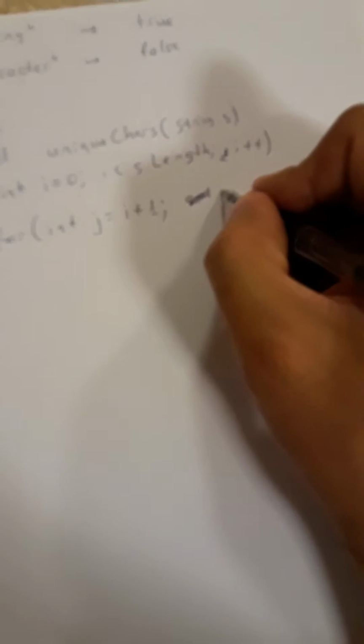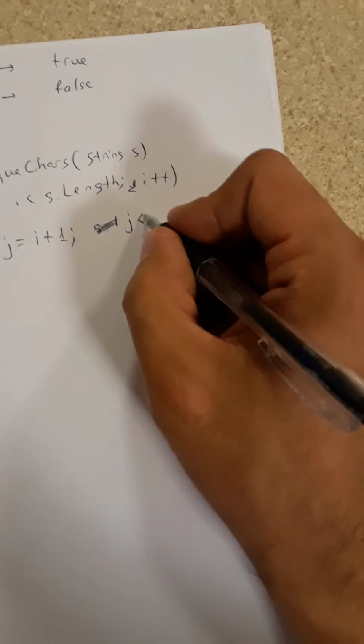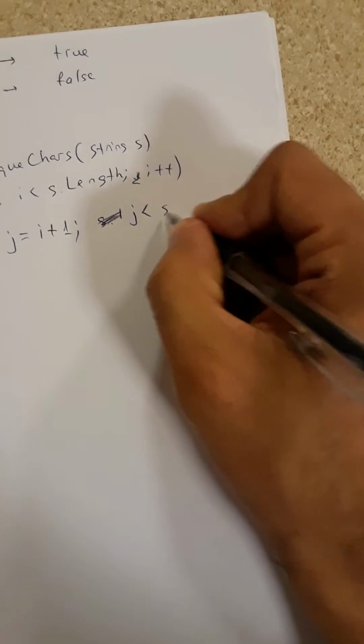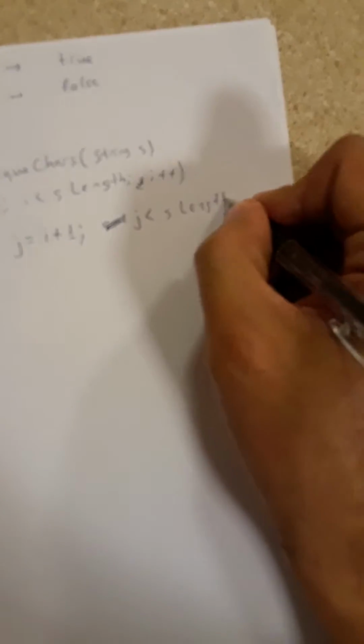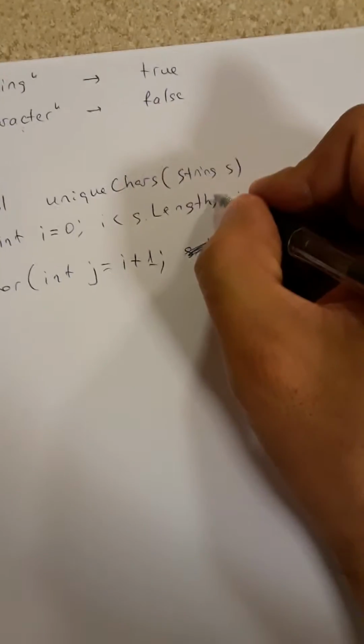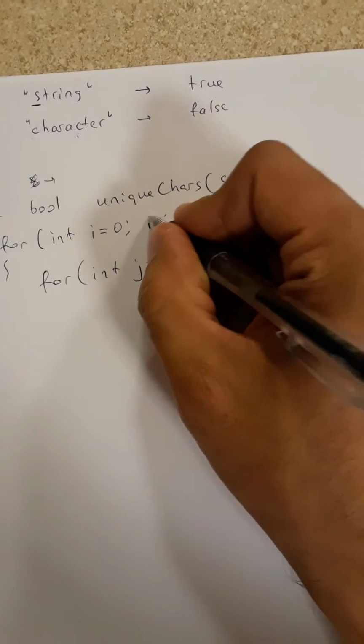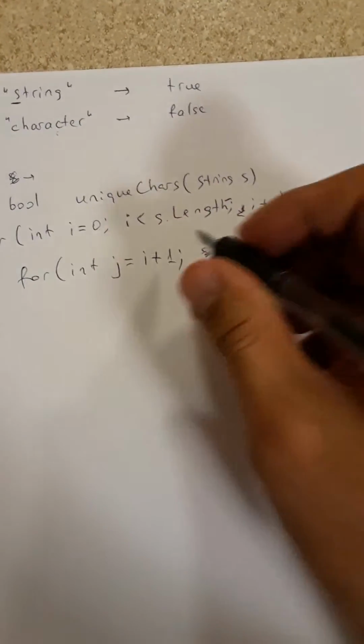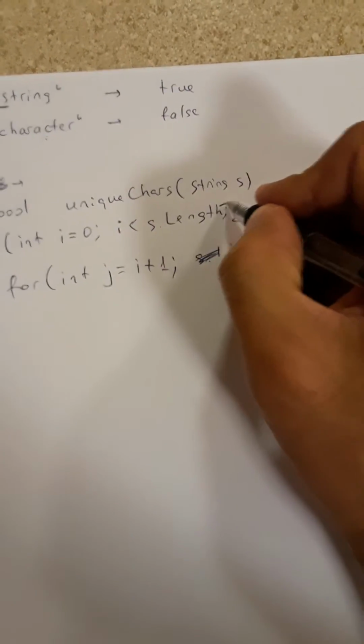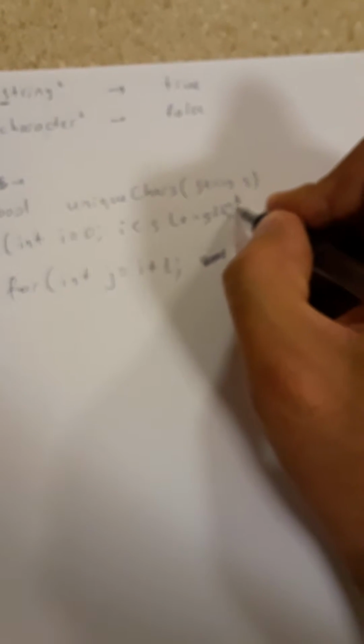And I will increment my j until it reaches the end of the string. And here I see that I have a bug. Here I don't need to take my i value till the last element. I will go just to length minus 1, so not the last one, but one before last.